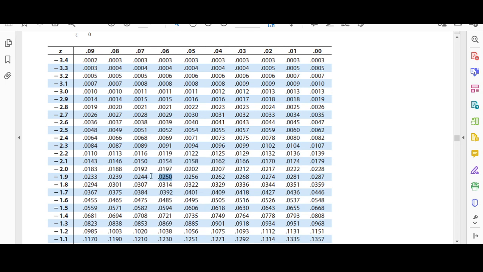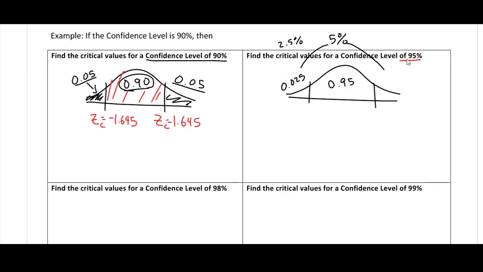1.96. See that? Just looking at our table there. And again, the way I got the 0.025, the way I got that was looking at this level of confidence. They're telling me that it's 95%, which is 0.95, leaves us with 5% remaining, and you have to split that between the two tails. Now, why do we do this?